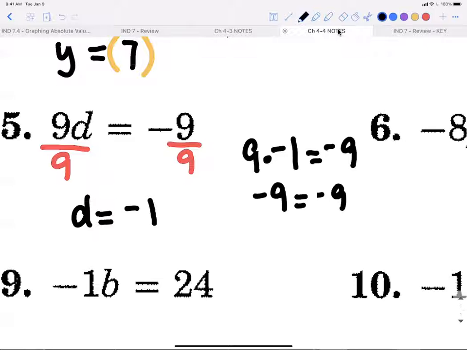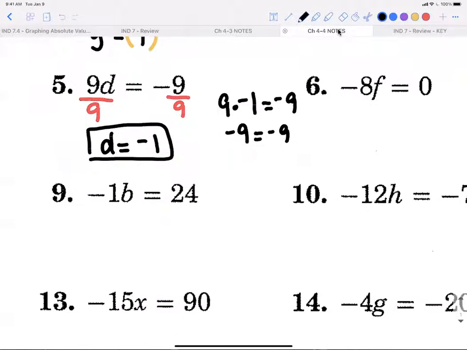So for this, which one would you want to circle? Like d equals -1 or negative? If you're going to actually circle your answer, it'd be the solution to your equation. The checking is just that little work off to the side showing that you got the right answer.